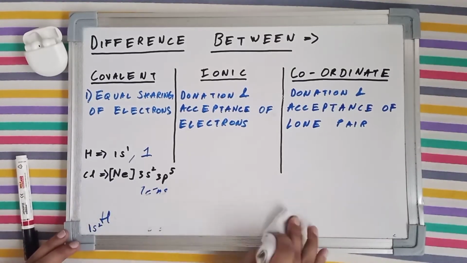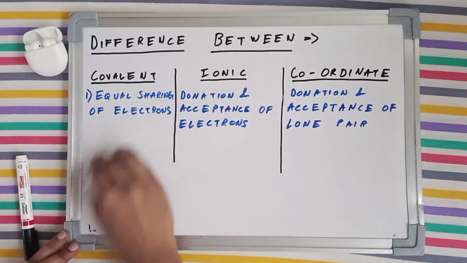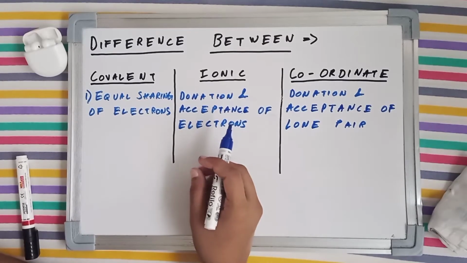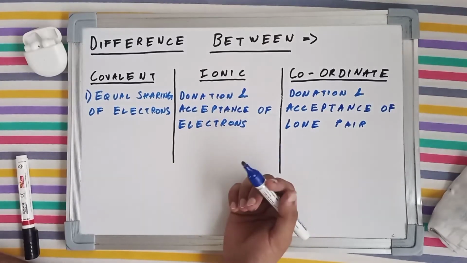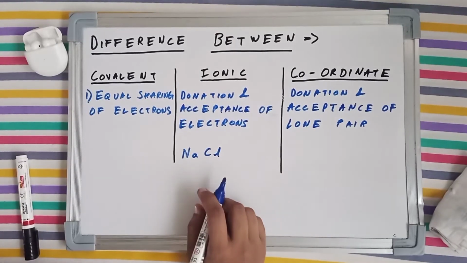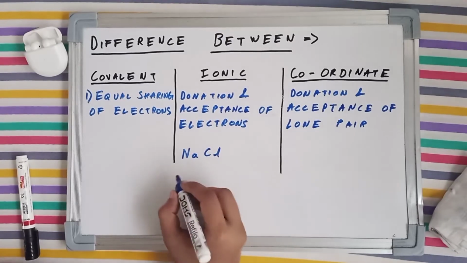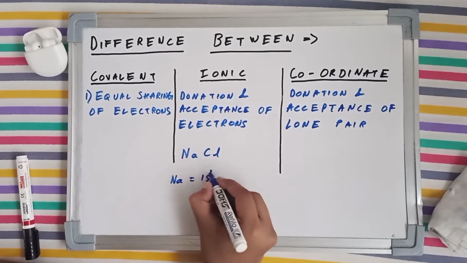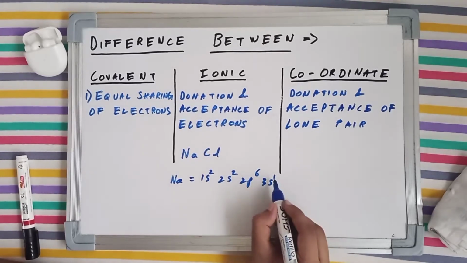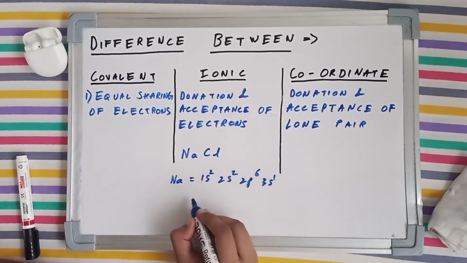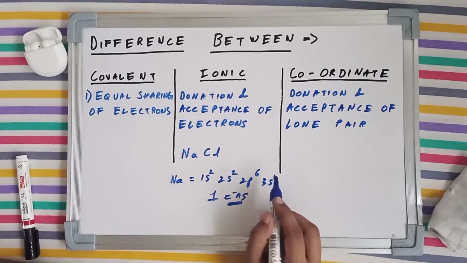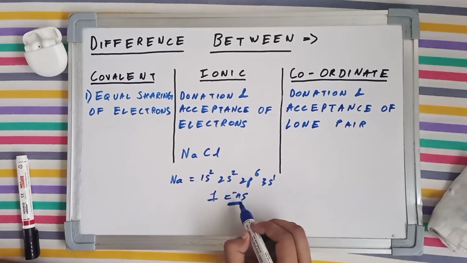Now let's talk about ionic bonds. Ionic bonds are those type of bonds in which there is donation and acceptance of electrons. For example, we have got NaCl. Okay, now the electronic configuration of Na, sodium, is 1s2, 2s2, 2p6, 3s1. So it has got just a single valence electron. Okay, so 1 electron in its valence shell. The third shell is its valence shell, and it has got a single electron in its valence shell.